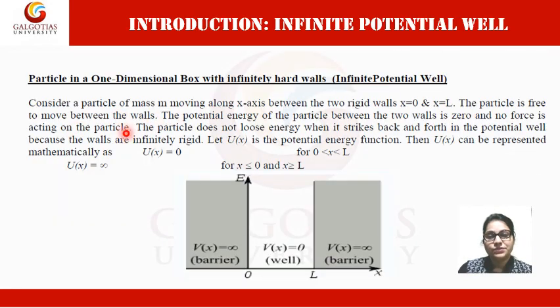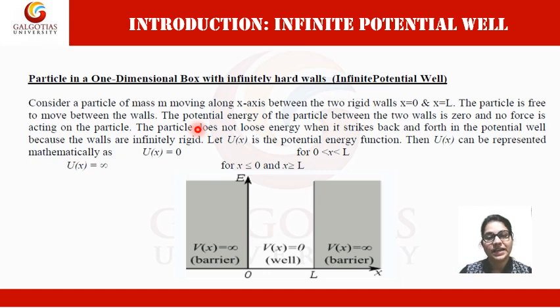So now we are going to discuss the case. Consider a particle of mass m moving along the x-axis between two rigid walls at x equals 0 and x equals L. The particle is free to move between the walls. The potential energy of the particle between the two walls is 0, that is, there is no force acting on the particle.